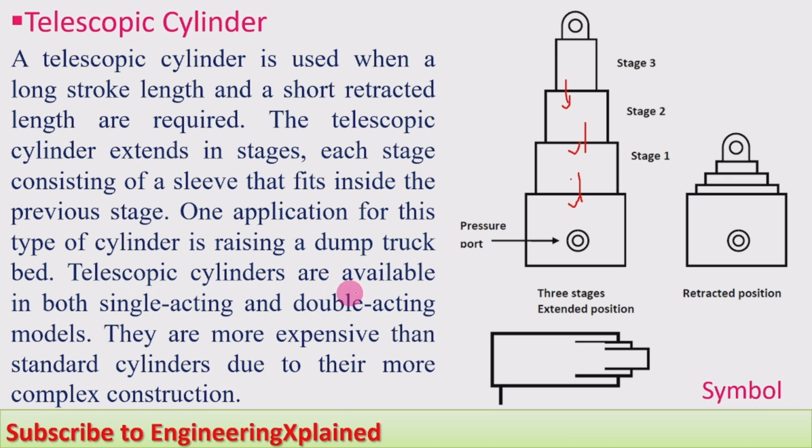Telescopic cylinders are available in both single acting and double acting models. They are more expensive than standard cylinders due to their more complex construction. Construction is more complex, and that's why these cylinders are costlier. This is a three-stage extended position, and this is a retracted position. And this is the pressure port where we apply the pressure. Symbolically, it can be represented like this. This is a single acting cylinder with the symbol I have shown.